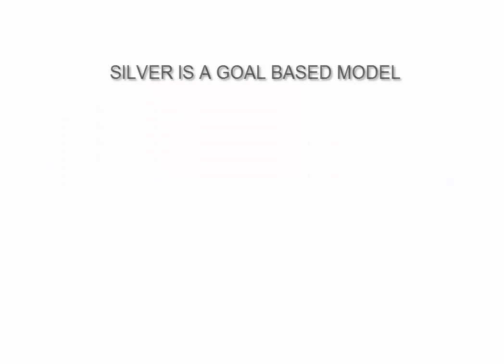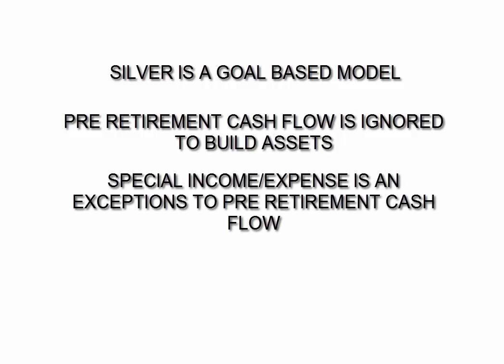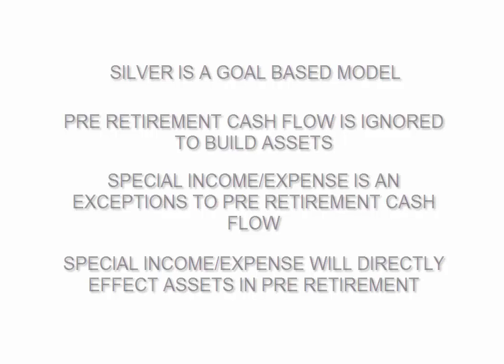The Silver Online and Silver Financial Planner tools are goal-based planning models. This is the core reason why the Special Income and Special Expense Planner are so prone to mistakes. The Special Income and Special Expense Planner are exceptions to the pre-retirement cash flow rule of Silver. This means that any special income or special expense that is running in the pre-retirement years will not be offset by earned income or regular personal expenses. They will be directly affecting the assets.